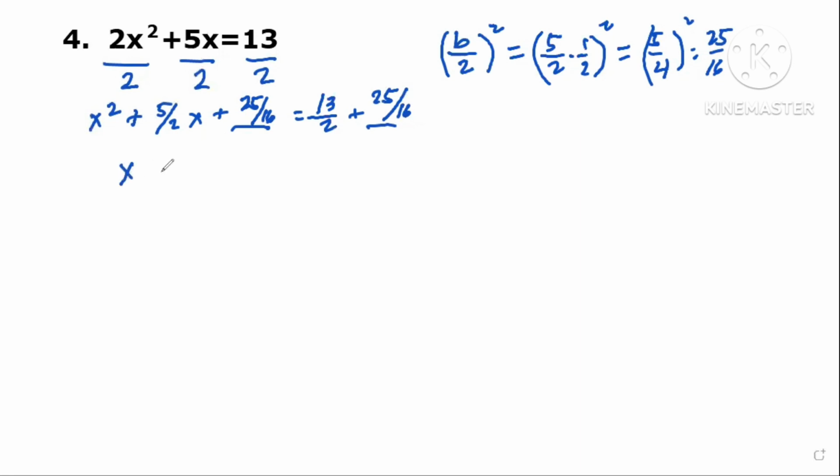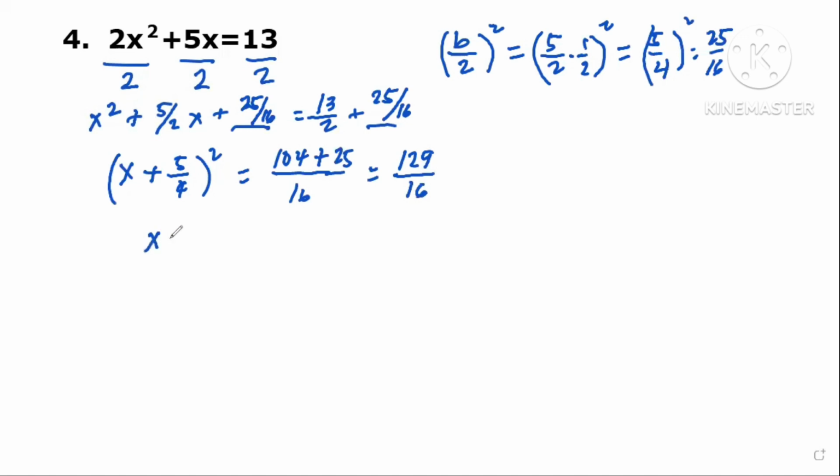Kunin lang ang square root ng first and last term. So we have x saka 5 over 4. Sign ng middle term is positive. So we have plus and then quantity squared. Equals, we combine these two. LCD is 16, 16 divided by 2 is 8. 13 times 8 is 104 plus 16 divided by 16 is 1 times 25 is 25. So this is equal to 129 over 16.